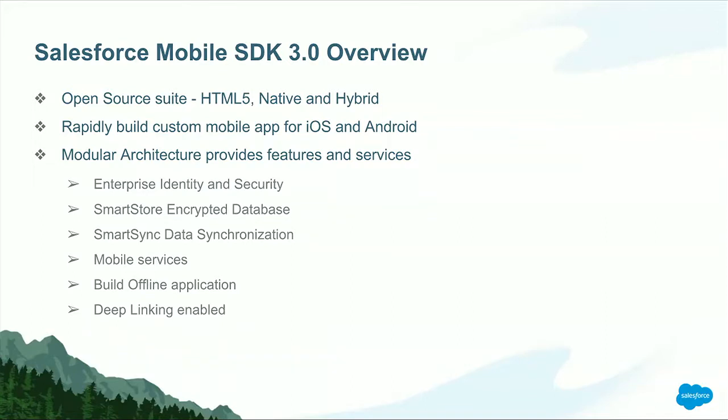Deep linking is a key feature that we used for this client because they were struggling with this issue. So deep linking is a feature where you would be able to move from one application to another application. And we will see that in the demo, how we have done it.